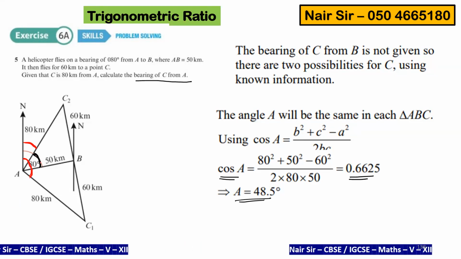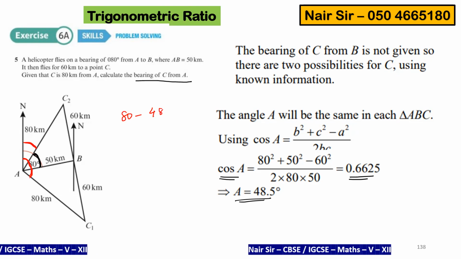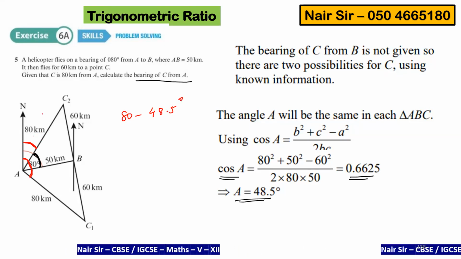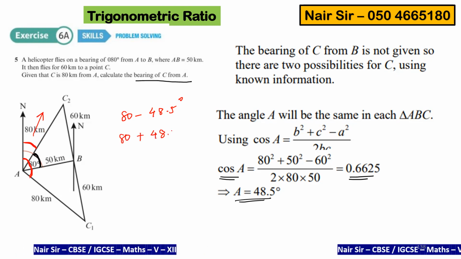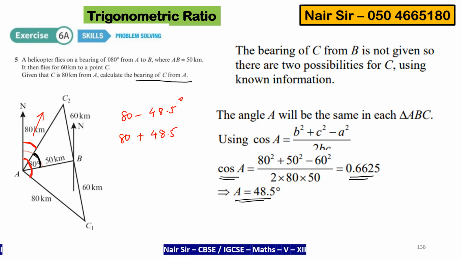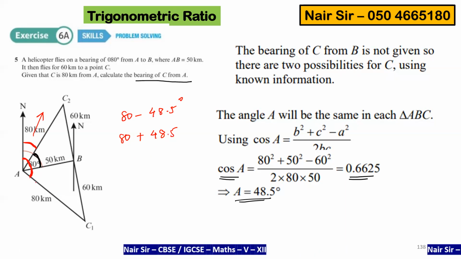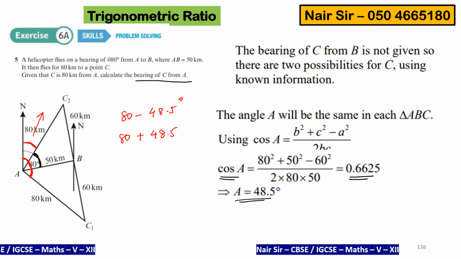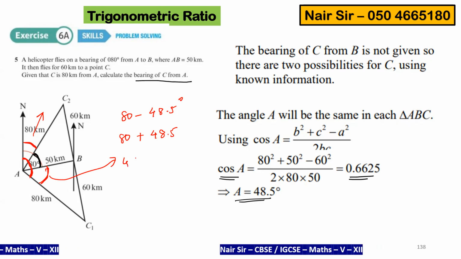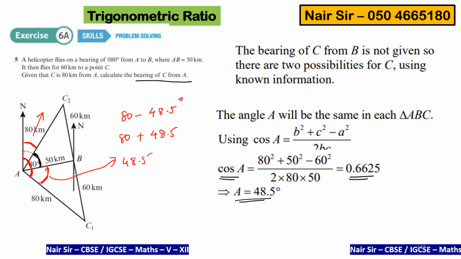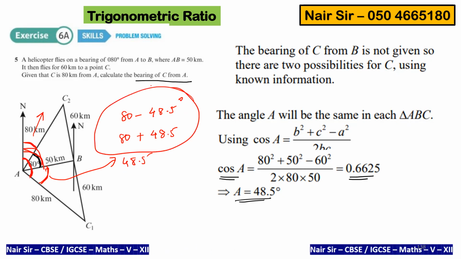So what will I do? I can write this as 80 minus 48.5, and I will get this angle. And then 80 plus 48.5, I will get this angle. Am I clear? Now you may be asking me, sir, where did you get this? Look at this. What is this angle? I have found this as 48.5. And what is this total angle? This total angle is nothing else but 80. So that is how I'm getting both the bearings.